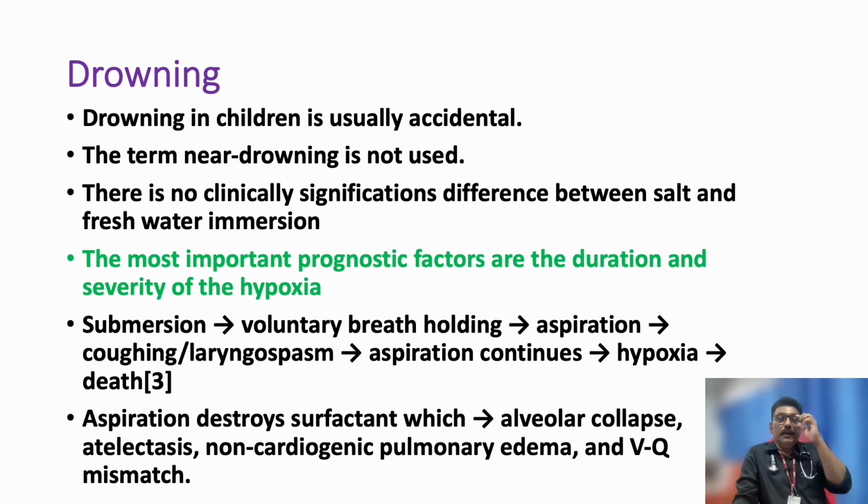The most important diagnostic feature is the duration or severity of hypoxemia. That is very important. In submersion, voluntary breath holding can occur initially. Then suddenly the patient may take a breath inside, which leads to aspiration. Then there will be severe laryngospasm that will produce hypoxemia and death. Aspiration destroys surfactants, which is also a probable cause for ARDS in the lungs, leading to an ARDS-like clinical feature and VQ mismatch.